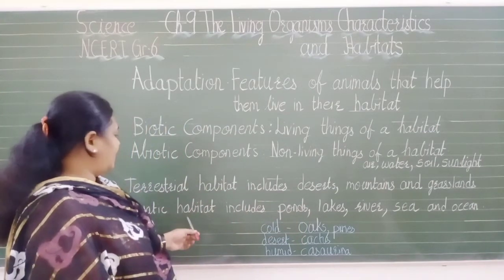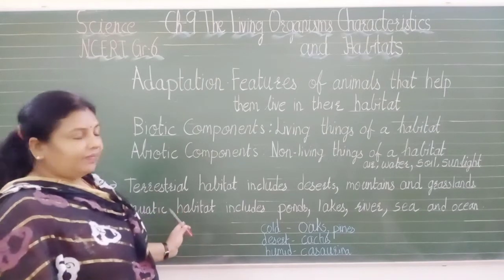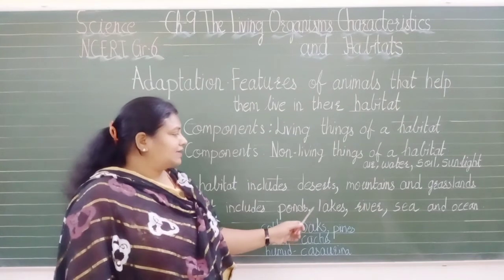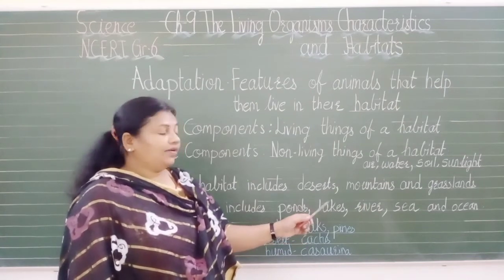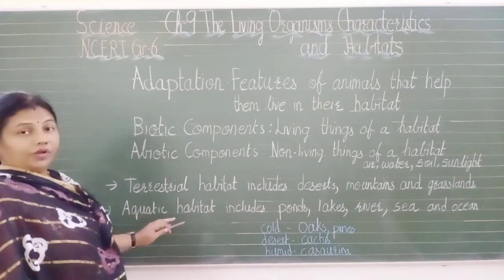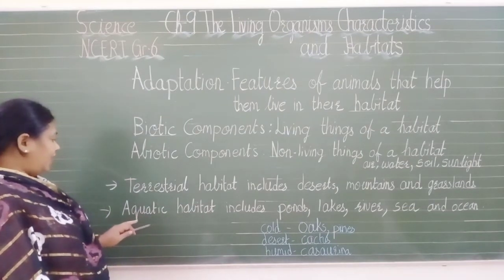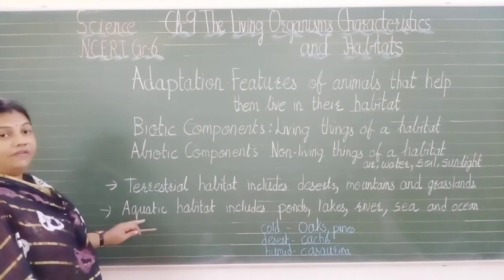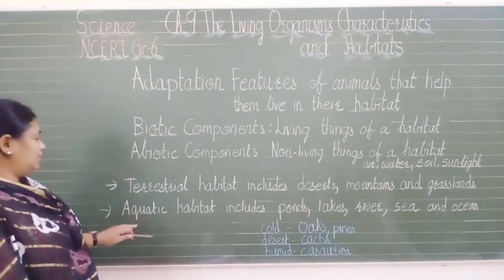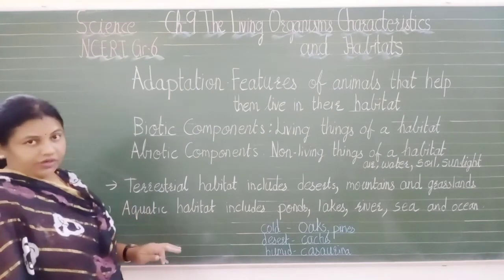Now what is the aquatic habitat? Aquatic habitat includes ponds, lakes, rivers, seas, and oceans. Aquatic comes from the word aqua. Aqua means water. So it includes the water creatures.